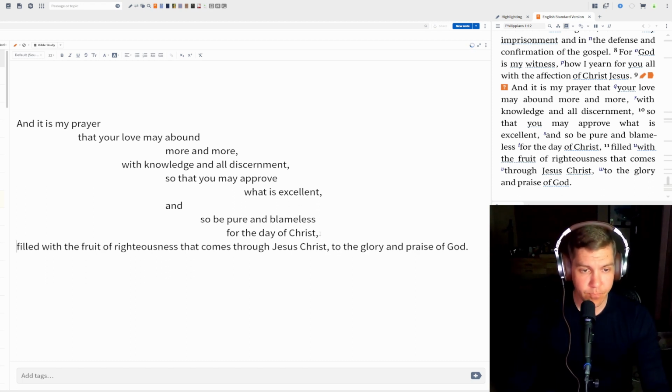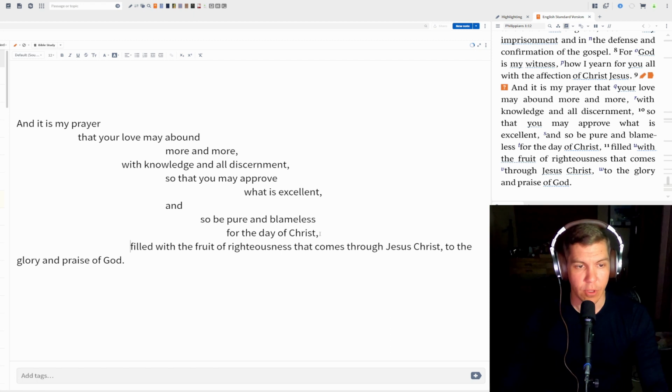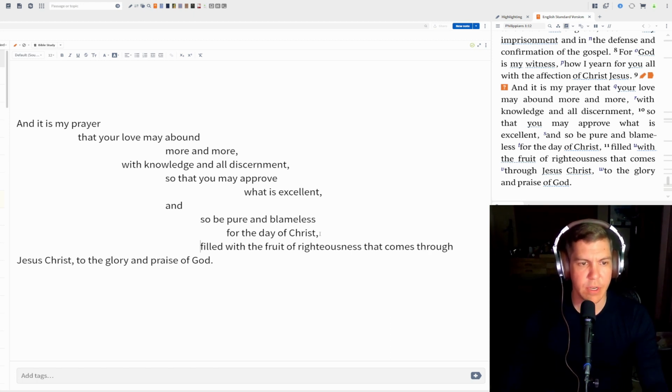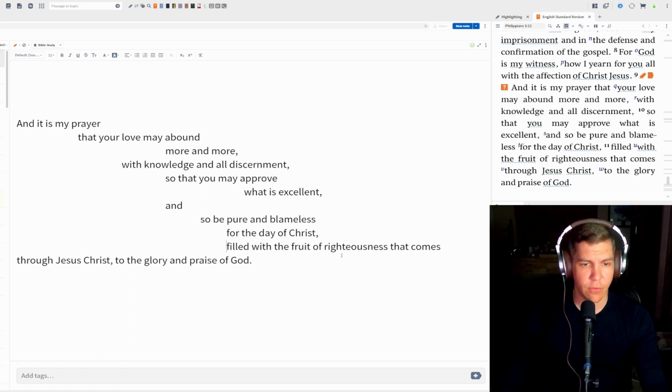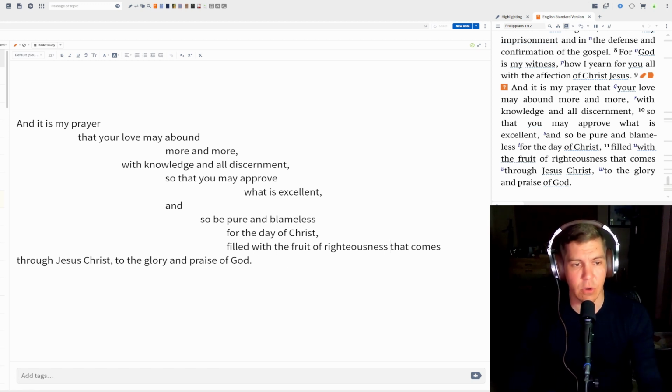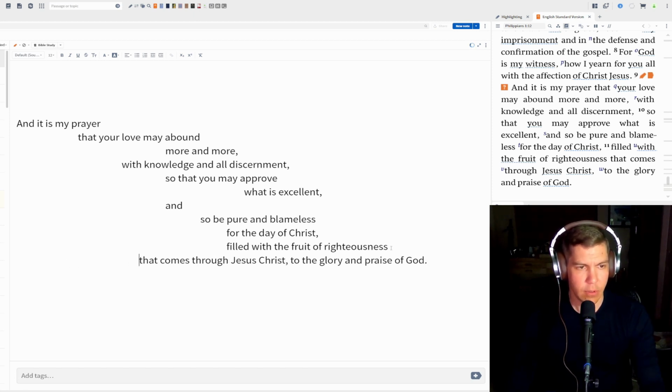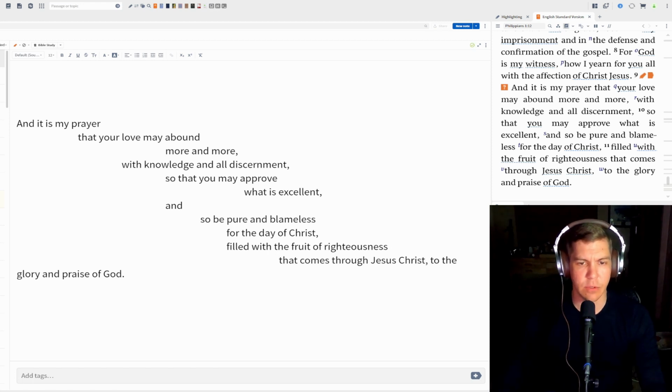And so we're going to take that, filled with the fruit of righteousness, so be pure and blameless for the day of Christ. And then just the same way that they are to be, I think probably the most likely place it's going to go is to align with that in the idea that they are to be pure and blameless for the day of Christ, and they are to be filled with the fruit of righteousness. And then we see a description of the fruit of righteousness by the way he says that comes through Jesus Christ. So kicking that over, filled with the fruit of righteousness that comes through Jesus Christ.